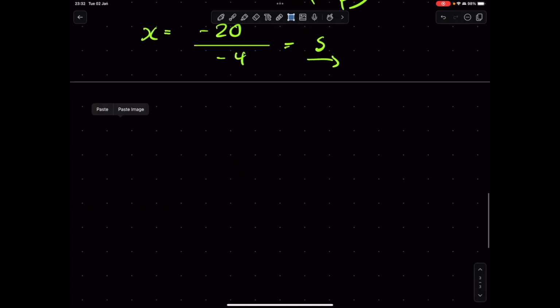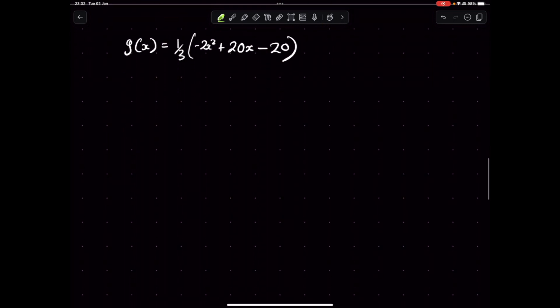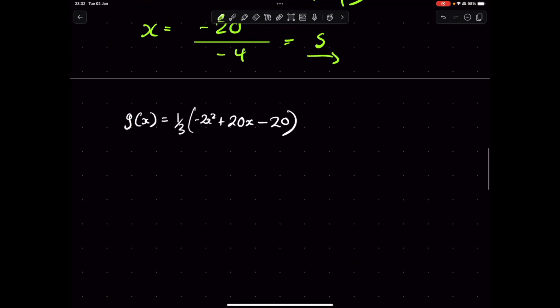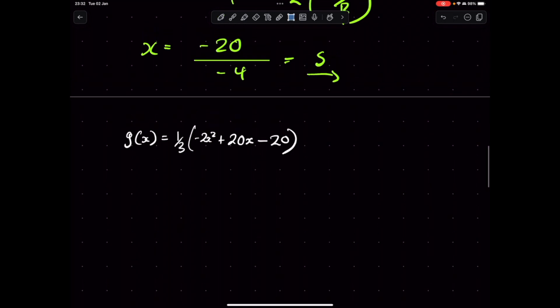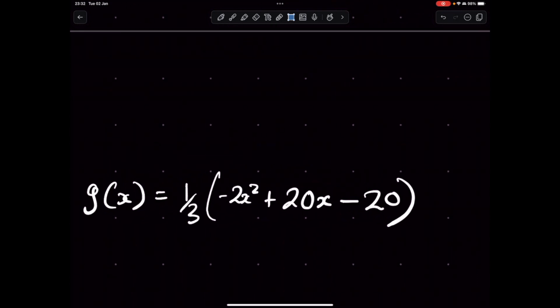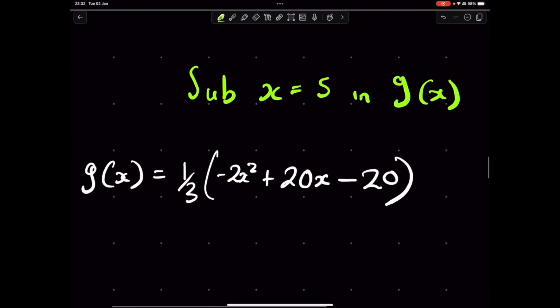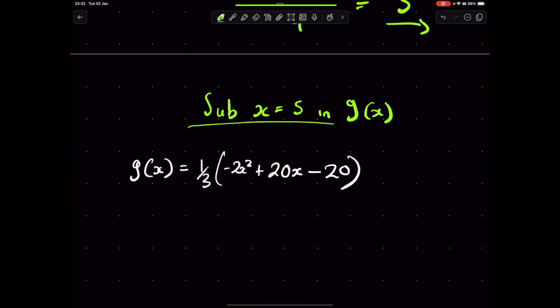And I'm going to paste it over there, because I'm going to use this equation just now. Now, remember, we sub 5 into g of x. So I think I should just put that as a step right there, so that you guys don't forget. So now we are going to sub x is equal to 5 in g of x, right? So this is our step 2.